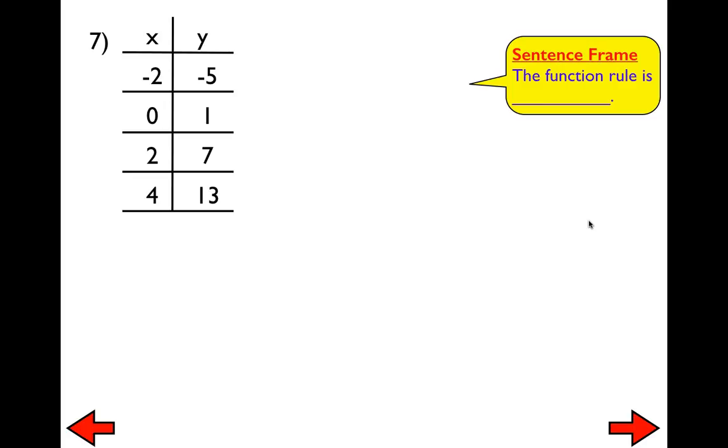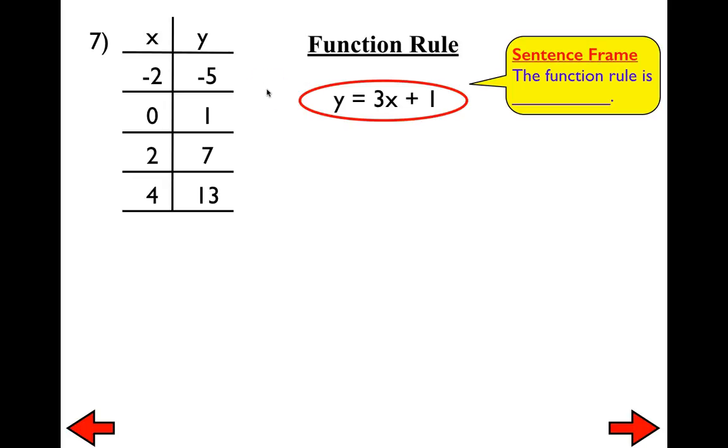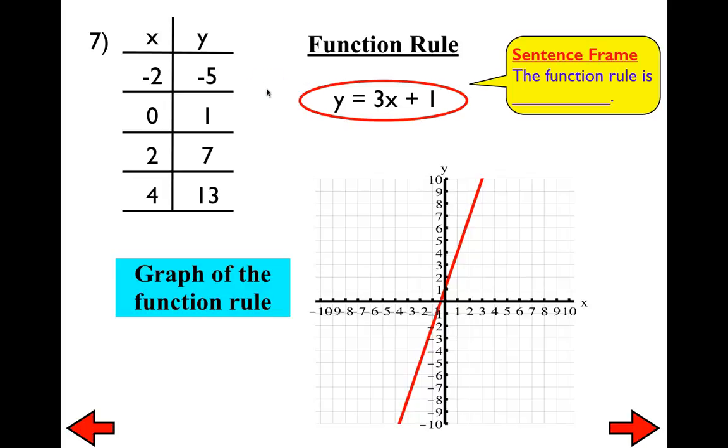Okay, so let's see how well we did. So the function rule was y equals 3x plus 1, which means you're going to triple your input value and add 1 to give you your output, okay? So for example, 3 times 0 is 0 plus 1 equals 1. 3 times 2 is 6 plus 1 is 7. So it definitely works. So now the question is, what would the graph look like?